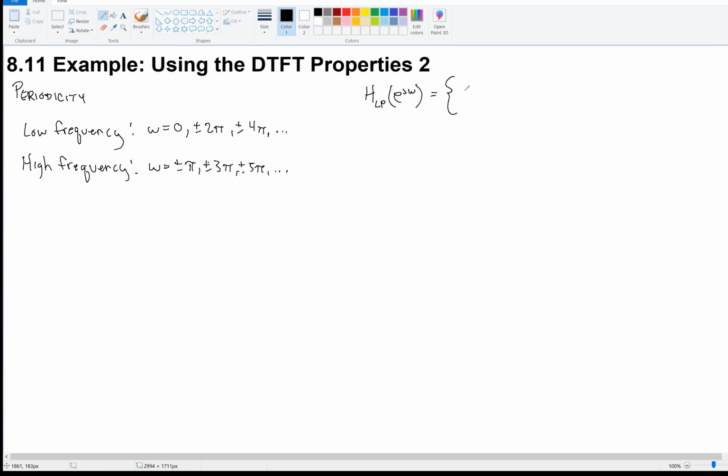And remember that the ideal low-pass filter is 1 around low frequencies. So we'll say 1 for absolute value of omega less than some cutoff frequency, where omega c is a constant and it's a parameter called the cutoff frequency, and 0 else. And this is over one period. Remember, the frequency response, or any Fourier transform of a discrete-time system or signal, is periodic with period 2 pi. So this is just over one period. This is what an ideal low-pass filter looks like.